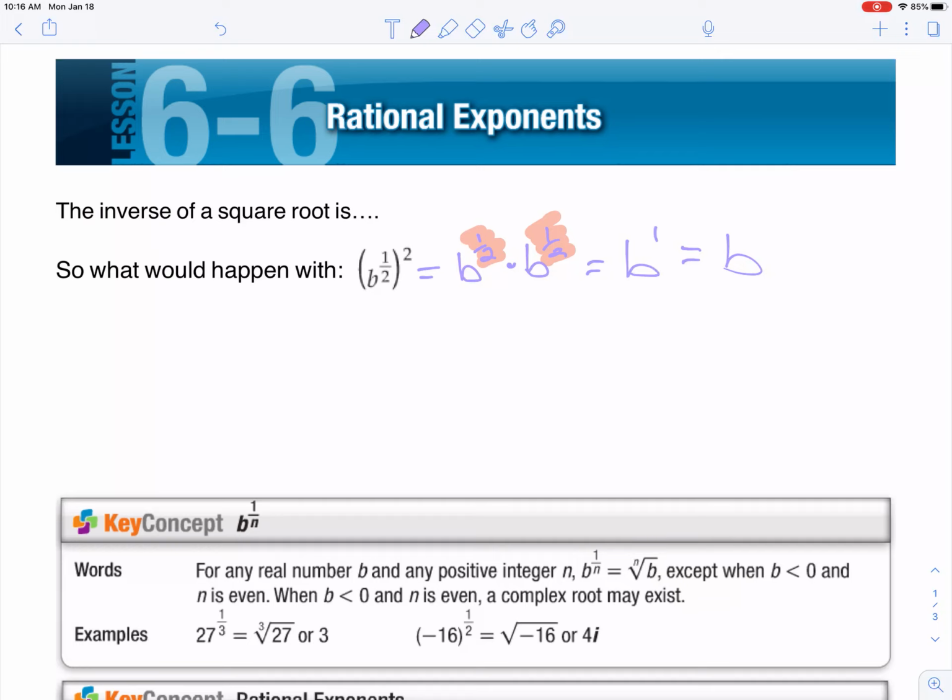Well, hold on a second. I also know that if I have the square root of b and I square that, the square root of a square, or squaring a square root, they cancel each other and give me just b. So no matter where I started today, with either b to the 1/2 or the square root of b, I got the same answer. That must mean that b to the 1/2 and the square root of b are actually equal to each other.